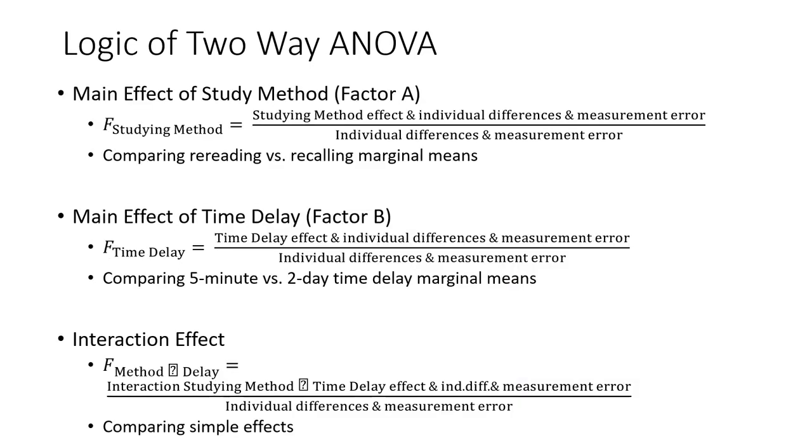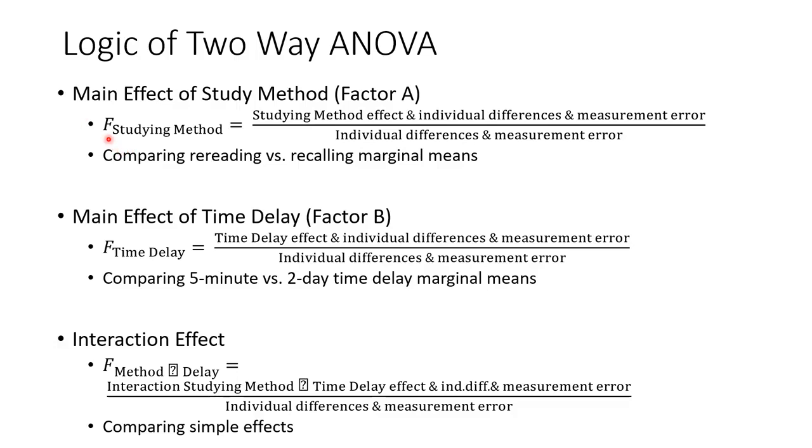More about the logic of the two-way ANOVA. As I indicated, you're going to have three different ANOVAs, three different F values eventually that we will convert and get a p-value for. And each of these ANOVA effects are similar to a one-way ANOVA in that they're comparing the amount of variability that a given factor creates, and then stripping away the variability created by individual differences and measurement error.